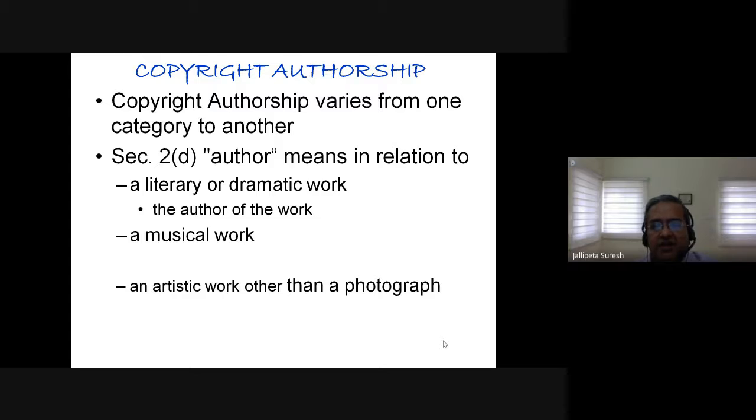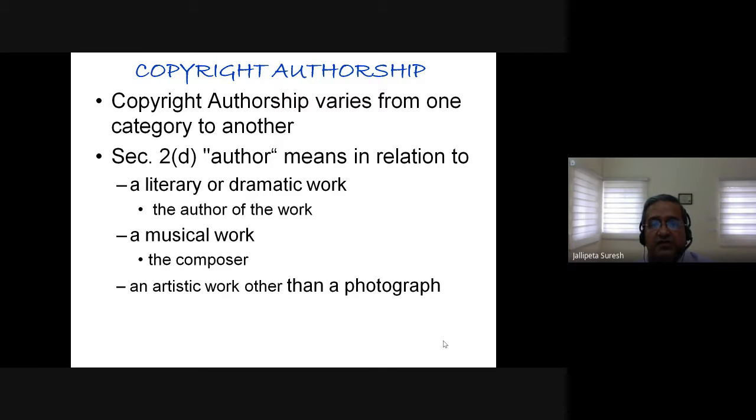In case of a literary work, in accordance with the copyright law, the author of the work will have the authorship.